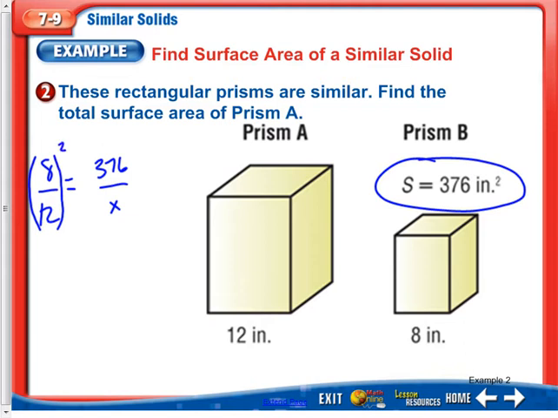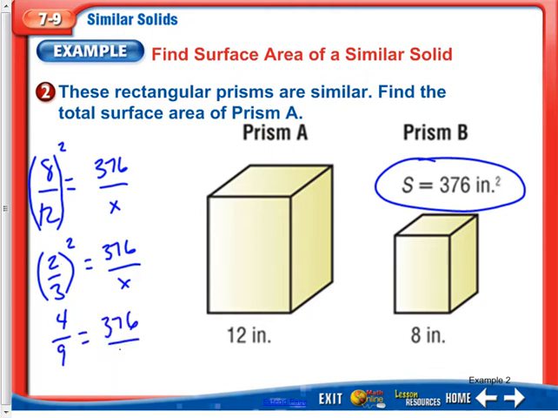Okay, now 8/12 is not in simplest form. I can divide both of those by 4 to get 2/3, and then we're going to square that, because we're finding surface area. And that'll still be equal to my 376 over x. It just gets a lot easier if we get it in simplest form. Now, when we say that 2/3 is being squared, we would really be doing 2/3 times 2/3, or we can say 2 squared and 3 squared. So really we're going to have 4/9. You need to square both parts. That is equal to 376 over x.